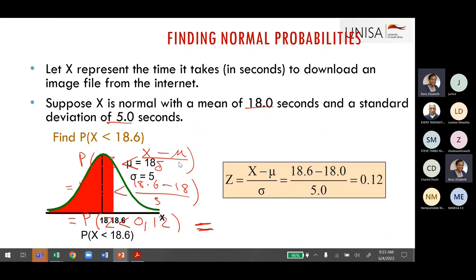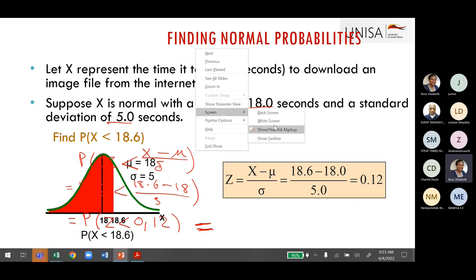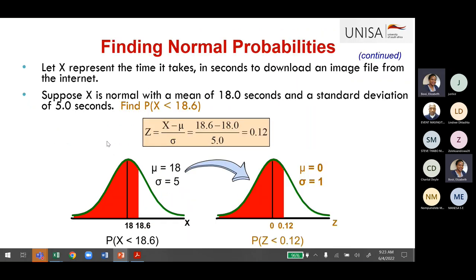Sorry, I need to clear the ink. Okay, so that is what we just calculated. We standardized 18 to a 0, we standardized the standard deviation of 5 to a 1, and we found that our Z score was 0.12, and that is how you will identify the question. Okay. So that is the probability of the less than.